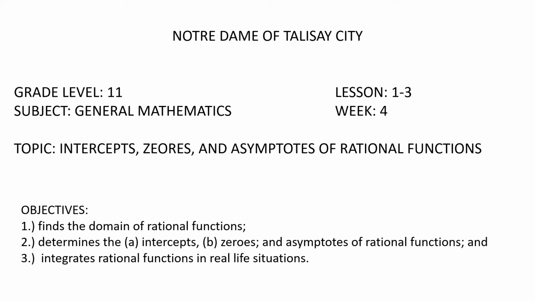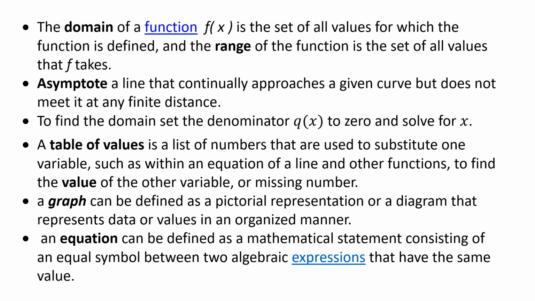The objectives of this lesson are that you will be able to find the domain of rational functions, determine the intercepts, zeros, and asymptotes of rational functions, and integrate rational functions in real-life situations. The domain of a function f of x is the set of all values for which the function is defined, and the range of the function is the set of all the values that f takes. An asymptote is a line that continually approaches a given curve but does not meet it at any infinite distance.